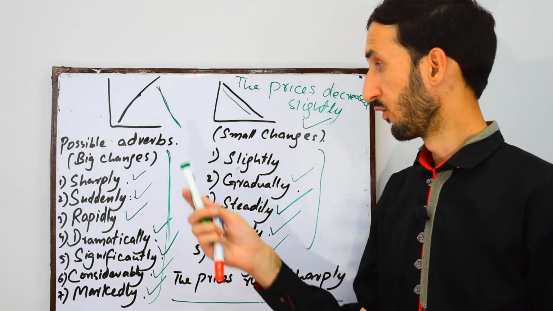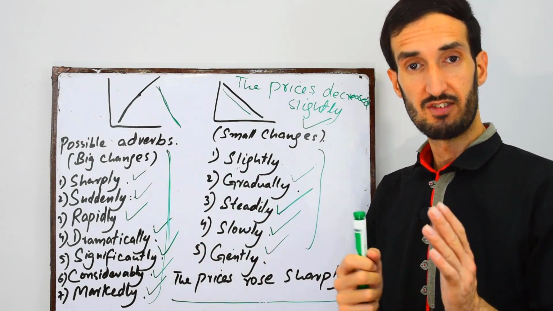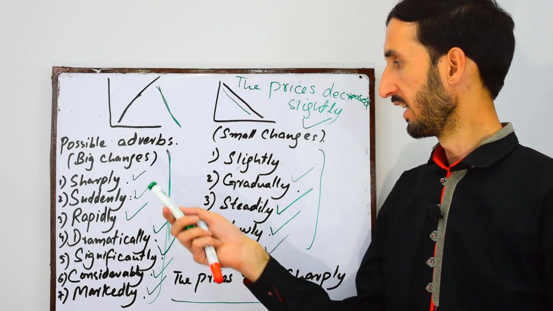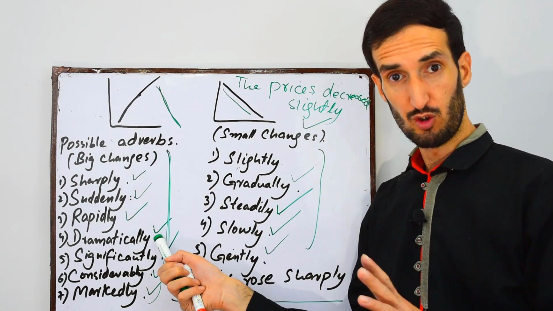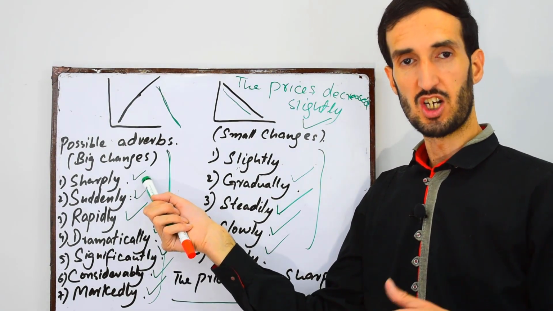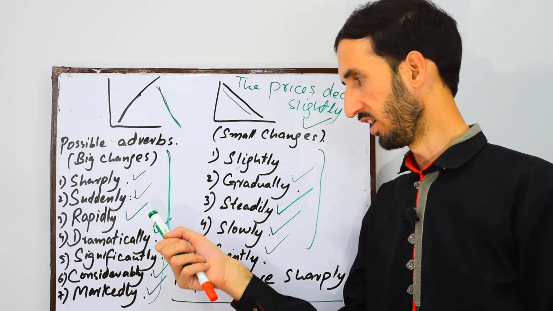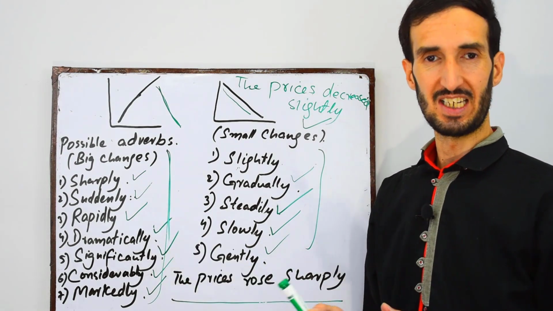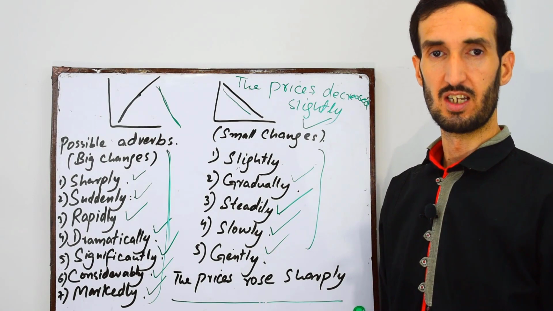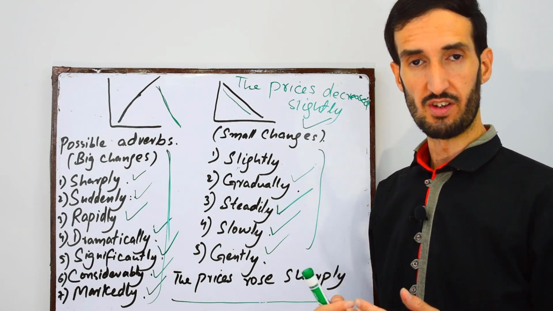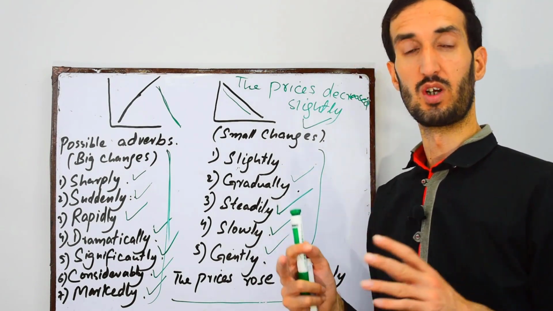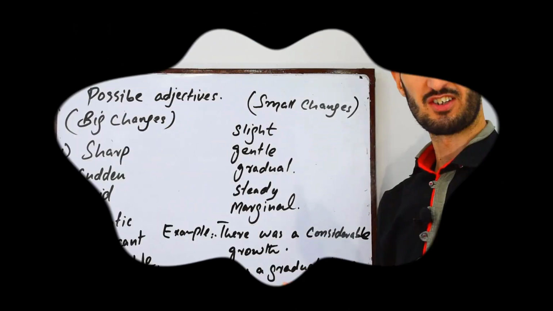So once again, if you see there is a big change, if something goes up or goes down very quickly, then you can use these adverbs with verbs. For example, the prices increased sharply, or the prices increased dramatically. Or if there is a small change, then you can say the prices increased or rose or grew slightly, gradually, gently, right? These words you can use. I hope it helps. Next, adjectives.